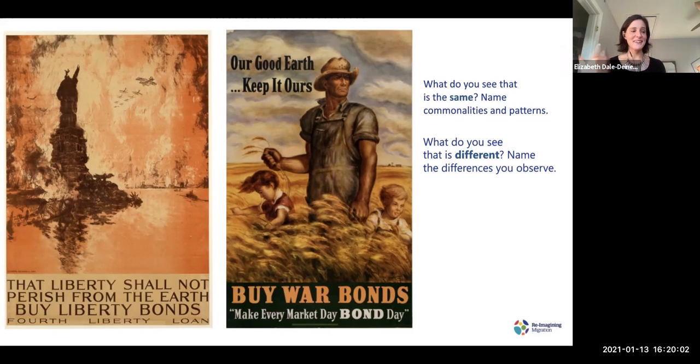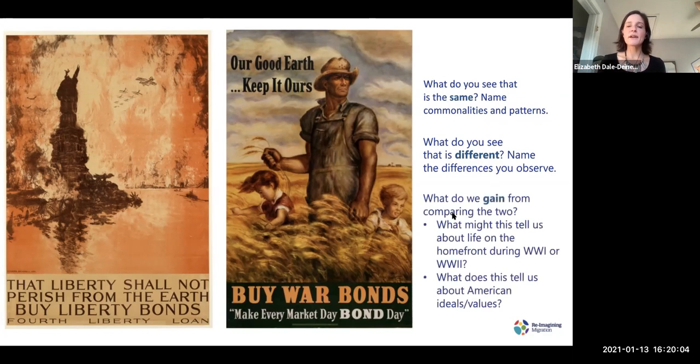Okay, so we see that there is similarity and difference. My query for you is, what do we gain when we look for both similarities and differences? What do we gain by comparing these two? So on the left side, we have a war bonds poster from World War I. And on the right side, we have a war bonds poster from World War II, just to give you a little bit of context. On the left side, it was printed in 1917, and on the right side, it was printed in 1942. So we're just a year into World War II. The US was into World War II for just a year by then. What do we gain by comparison here?